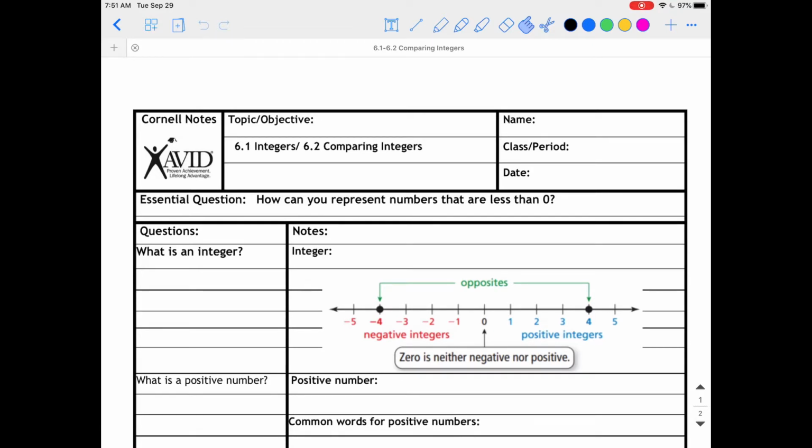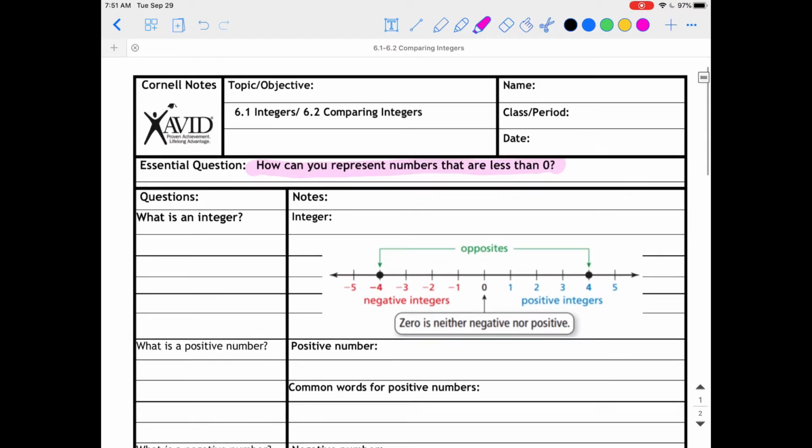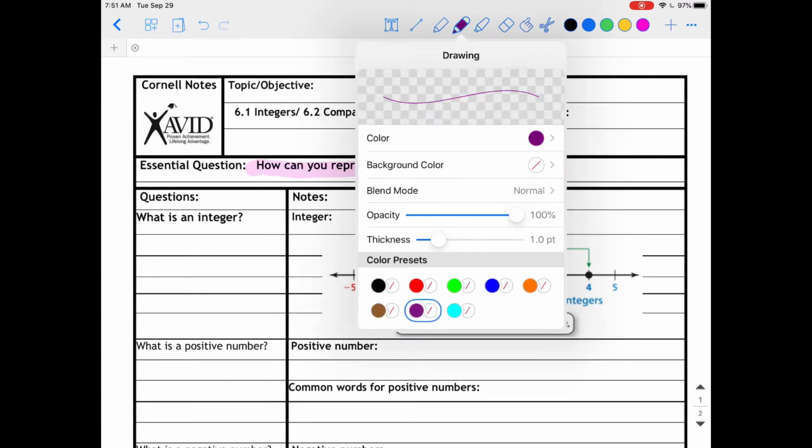Okay, so let's go ahead and start off with our essential question for today. And that is, how can you represent numbers that are less than 0? And if you don't know, we are actually going to be talking about that today. So let's go ahead and get started.